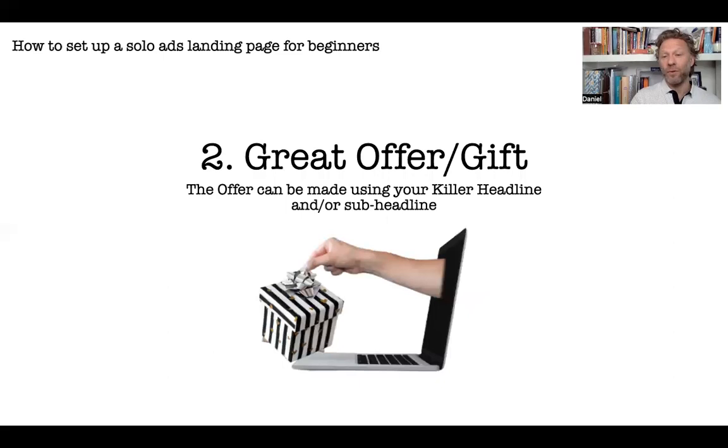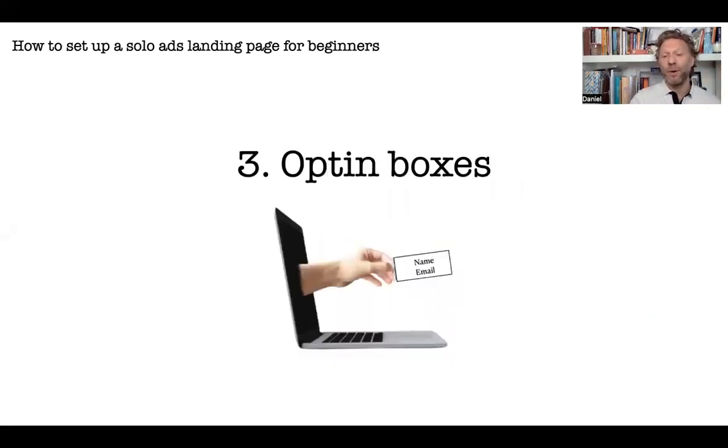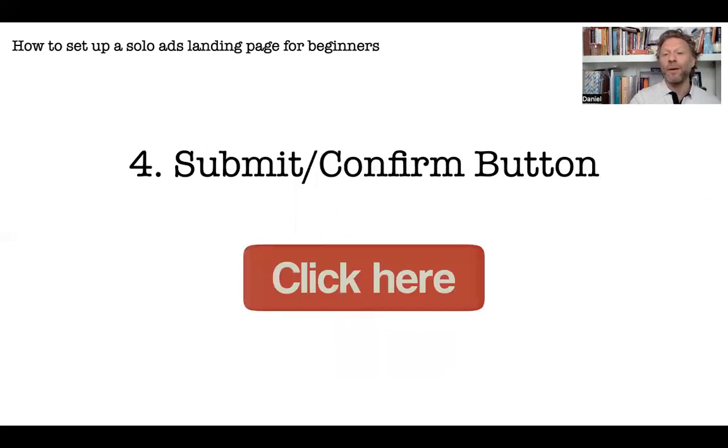Two, a great offer or a gift, as we referred to it just a moment ago. And the offer or gift part can come inside the headline. You make a promise in the headline that they're really enticed by, they want it. And you can use the headline and sub-headline to do that. And then obviously, opt-in boxes where they can put in their name and their email. And then you need a submit or a confirm button on the page that they click and they'll go on to another page.